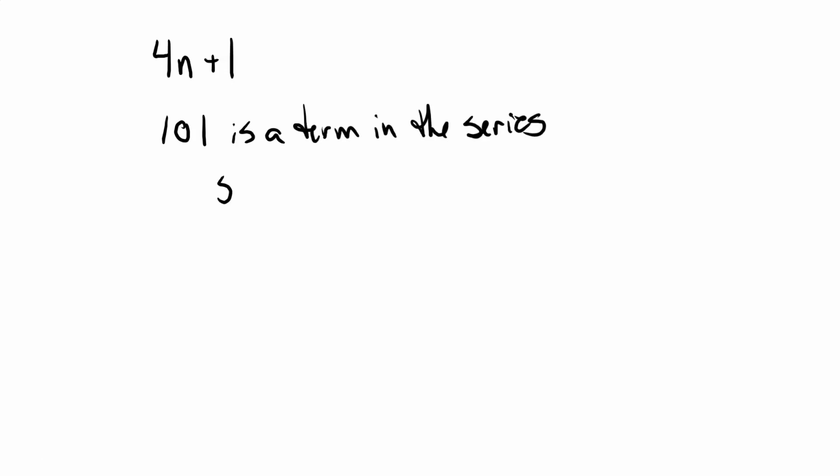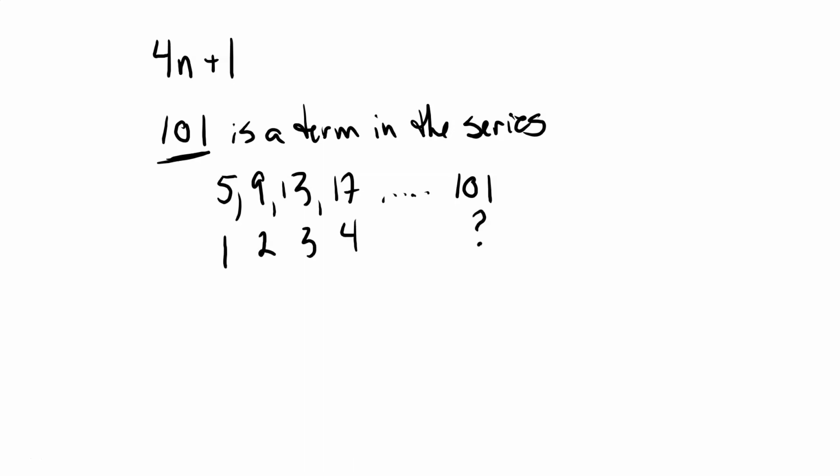This tells us that in the series we started out with, where it was 5, 9, 13, 17, if you kept on going, eventually you're going to get to 101. You can then figure out the n value for 101 in that series. So this was term 1, this was term 2, this was term 3, and this was term 4, but we want to know what's the term number of 101.